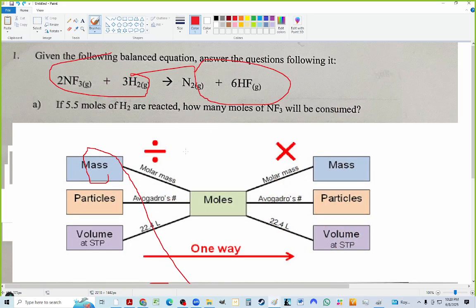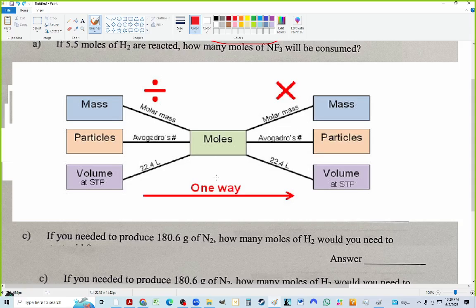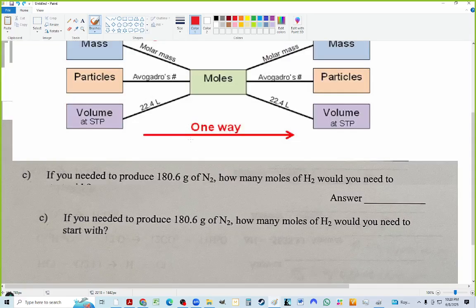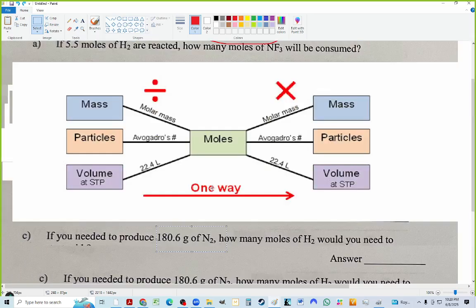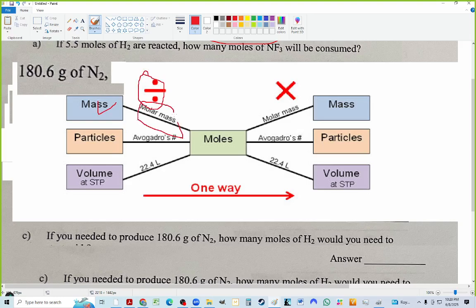Okay, so the mass is 180.6 grams of N2. And the molar mass of N2, I've got to find that quickly. So 1 N is 14, so it's 28. That's right. So now notice they've given us mass. There's an indication, what do I do with that? So what do I do? 180.6 divided by 28. And that'll give you the number of moles.